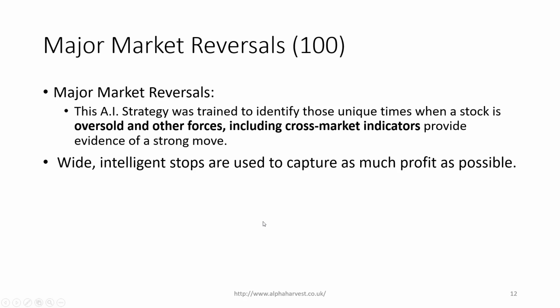Now, major market reversals. This AI strategy was trained to identify those unique times when a stock is oversold and other forces, including cross-market indicators, provide evidence of a strong move. In terms of risk management, wide intelligent stops are used to capture as much profit as possible.